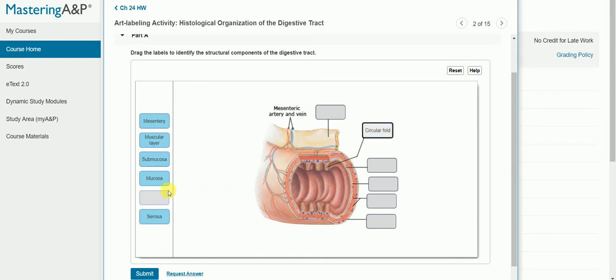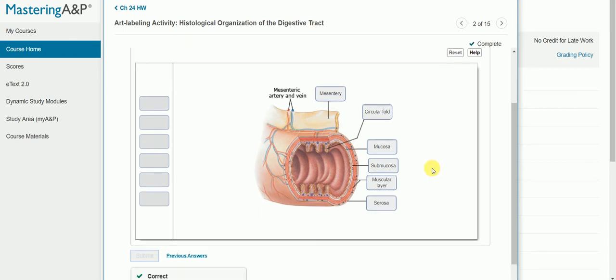That should be the circular folds. I know the serosa is the layer that's most on the outside, and then on the inside there's the muscular layer. You can tell it's the muscular layer because it's more on the red portion of the tract, and it's usually before you reach the serosa. It has two arrows, so the circular and longitudinal muscles are there. And the mucosa is going to be the most inner part. Submucosa should be the second layer, which is the purplish stuff in between. And then there's the mesentery tissue that makes up the outside. That should be correct.